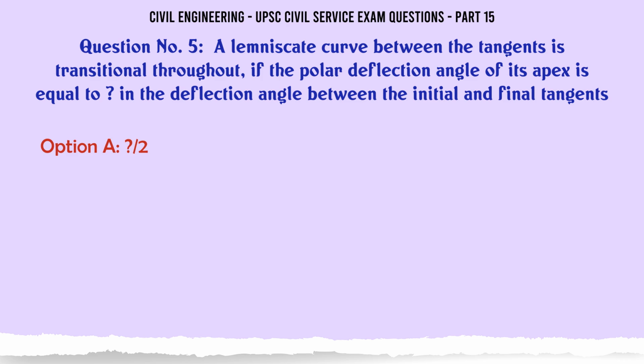A lemniscate curve between the tangents is transitional throughout if the polar deflection angle of its apex is equal to how many times the deflection angle between the initial and final tangents? A. 2, B. 4, C. 6, D. The correct answer is 6.